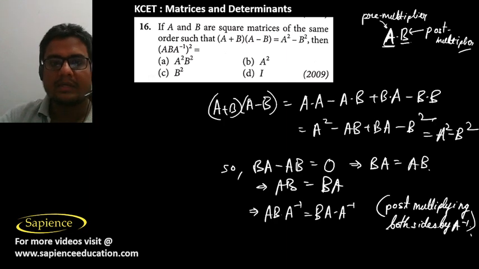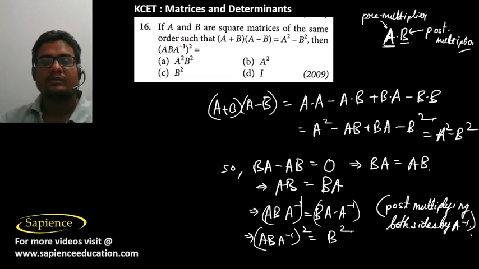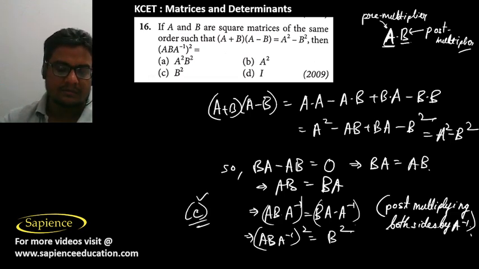Now AB into A inverse is equal to B into A into A inverse. A into A inverse is equal to I always, and I into B is equal to B only. Therefore (AB A inverse) whole square will be equal to B square. So option C is the correct answer.